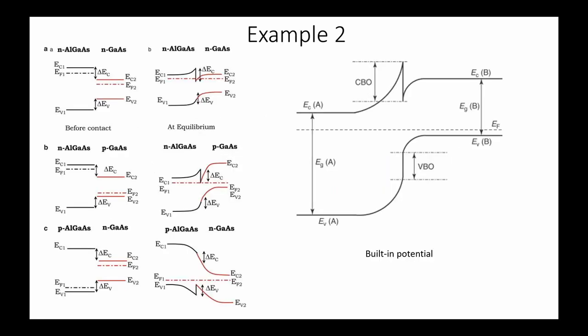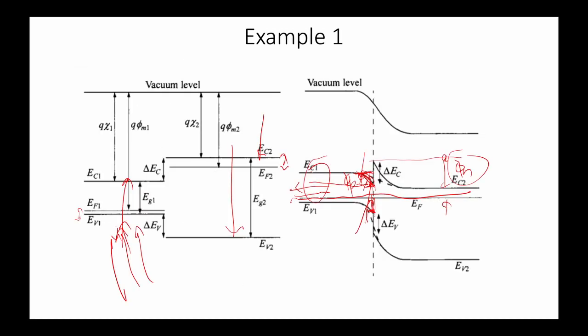Now let us see example 2. Here it will be clearer. And now here what we can calculate is the built-in potential. One thing I wanted to tell you is that the vacuum level will always be continuous. There won't be any discontinuity in the vacuum level.